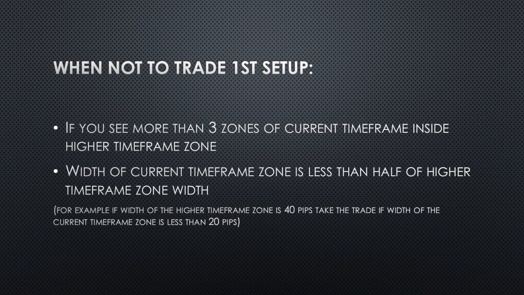You should avoid trading first setup if you see more than 3 zones of current time frame inside higher time frame zone. Also, you should avoid trading first setup if width of current time frame zone is less than half of higher time frame zone width. For example, if width of higher time frame zone is 40 pips, take the trade if width of current time frame zone is less than 20 pips.